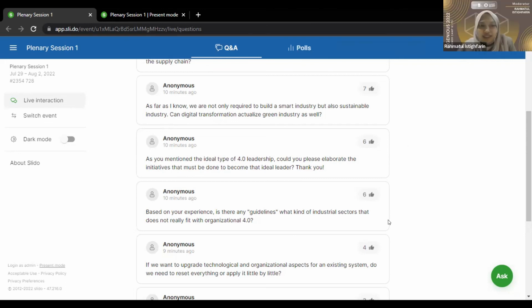Okay. Thank you. For the last question, I want to read this. As far as I know, we are required to build not only a smart industry, but also a sustainable industry. Can this digital transformation actualize green industry as well? Okay, well, what was the question? Could you show me? Okay, the first one. Can digital actualize green industry as well?